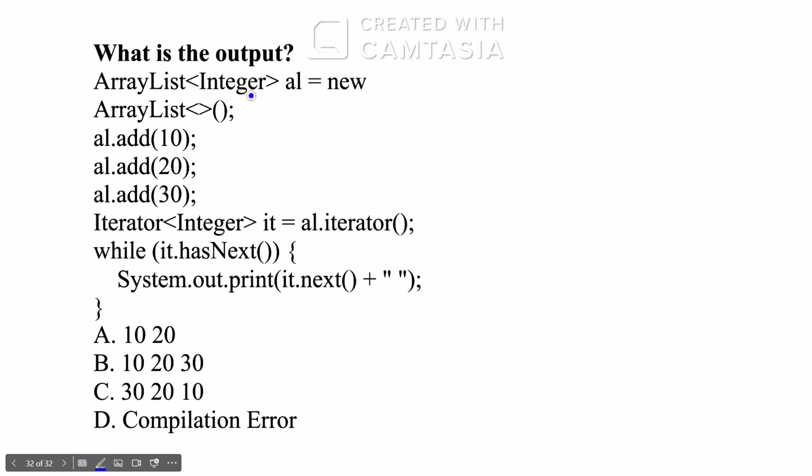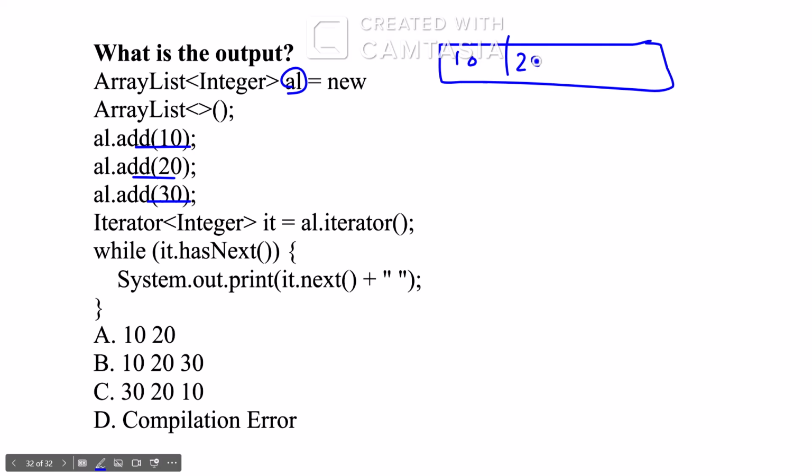What is the output? So we have created an array list called AL. First you are adding the element 10, then 20, then 30. I will also add it here because I want to explain clearly. So we are adding 10, 20, then 30. So 10 will be at index 0, 20 will be at index 1, 30 will be at index 2.